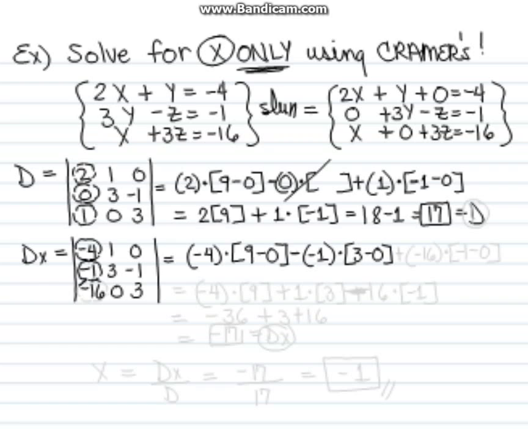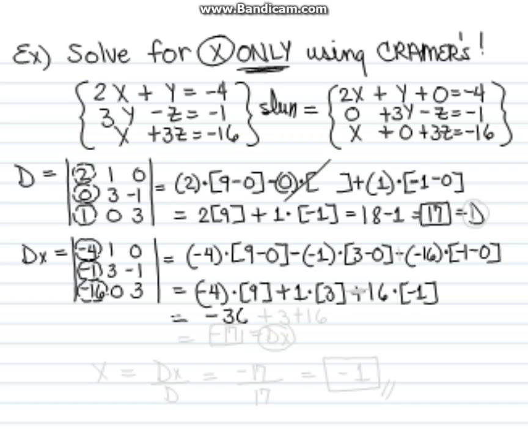And finally, the last number, that position comes with a negative, and then the number in that position happens to be also negative 16 times, bracket, cross out the column and row, do cross product negative 1 minus cross product 0. So this equals negative 4 times 9, minus the minus is plus 1 times 3, minus the minus is plus 16 times negative 1. So this is negative 36 plus 3 minus 16. Negative 36 minus 16 plus 3.